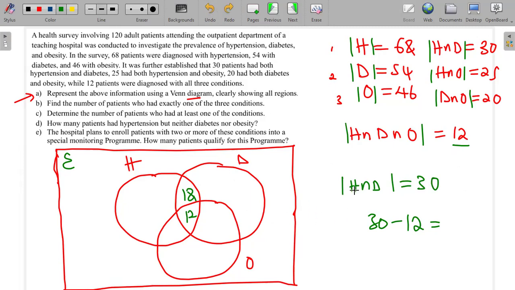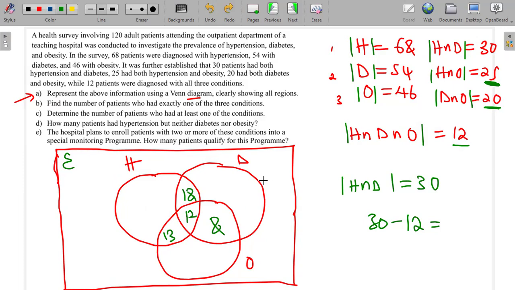What about D intersection O? It had 20, but there's already a 12 there. So 20 minus 12, I'll get 8, so that when I add this intersection for D and O, I still get my 20. And it will be the same thing that we'll do for H and O. So H and O had 25, but there was already a 12 there. So 25 minus this 12, I get 13. So that in this intersection for H and O, I have 25. Right, so we filled in that.